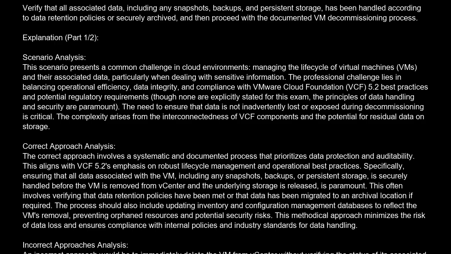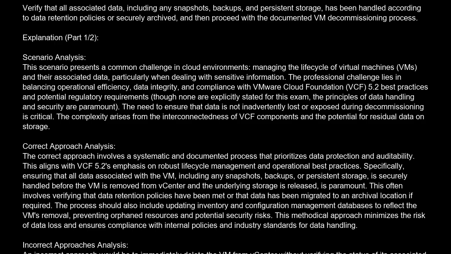This often involves verifying that data retention policies have been met or that data has been migrated to an archival location if required. The process should also include updating inventory and configuration management databases to reflect the VM's removal, preventing orphaned resources and potential security risks. This methodical approach minimizes the risk of data loss and ensures compliance with internal policies and industry standards for data handling.